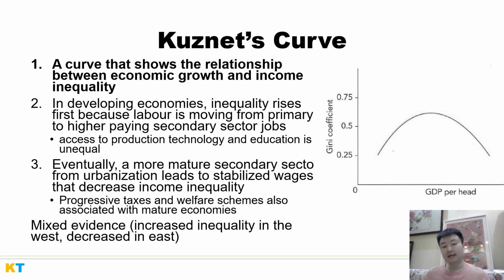Now, because the economy is more mature, chances are the government is implementing progressive taxes, and welfare schemes are also associated with these kinds of mature economies. And so that also contributes to decreasing inequality.